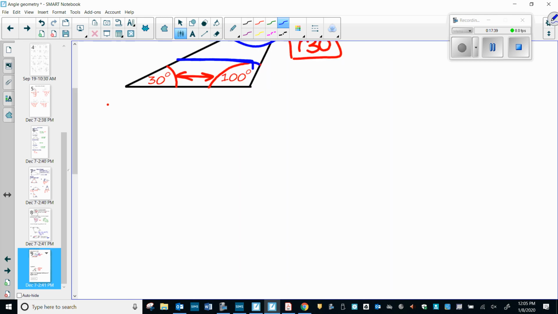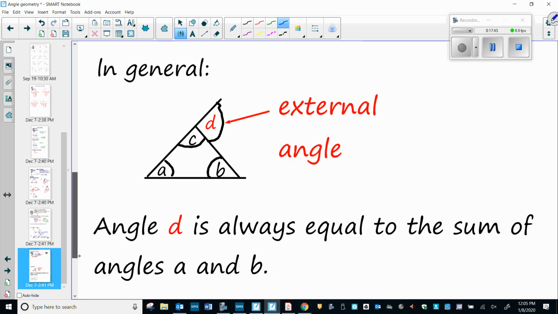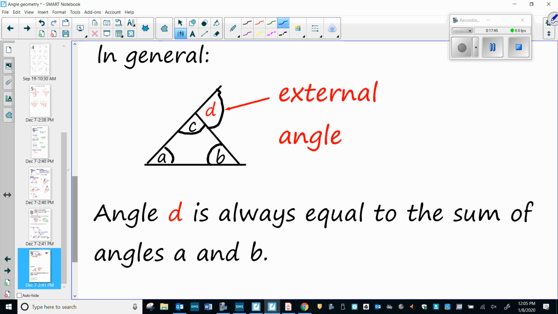Gabby, what was your question? Oh, check me out. Okay. So the external angle, in this case, would always be equal to A plus B.